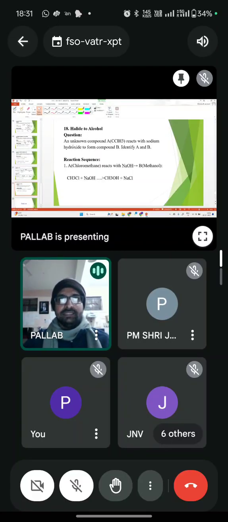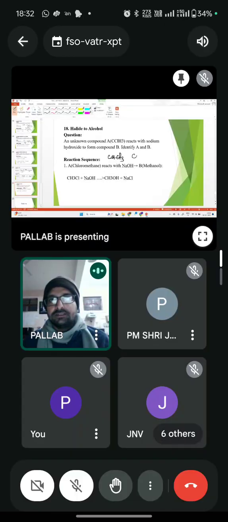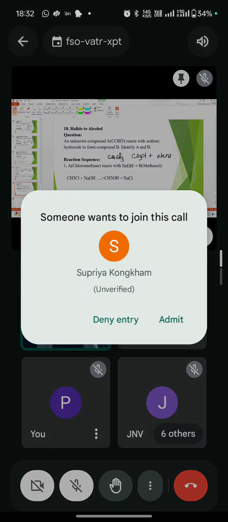An unknown compound A, that is CH3Cl, reacts with sodium hydroxide to form compound B. This is a very easy question. CH3Cl plus NaOH will react and form this compound, that is CH3OH. So this is B and this is A.